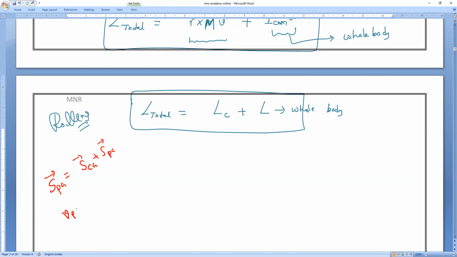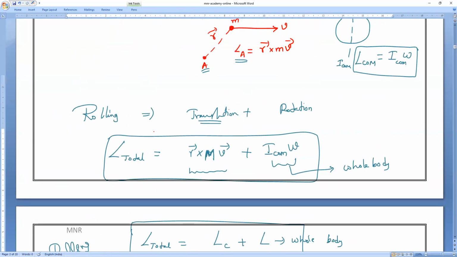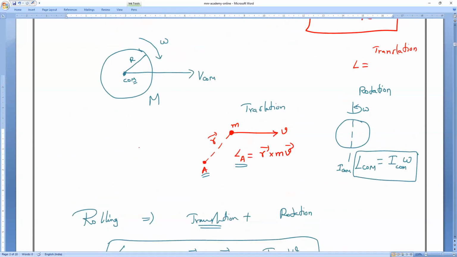Next, velocity of a particle with respect to ground is equal to velocity of the center of mass with respect to ground plus velocity of a particle with respect to center of mass. Same way, acceleration of a particle with respect to ground is equal to acceleration of the center of mass with respect to ground plus acceleration of a particle with respect to center of mass. These are the three expressions we solved, acceleration in yesterday's class. Am I right, everyone? Clear? Yes, sir.